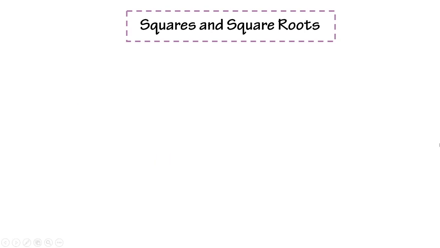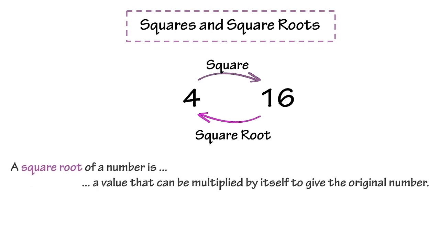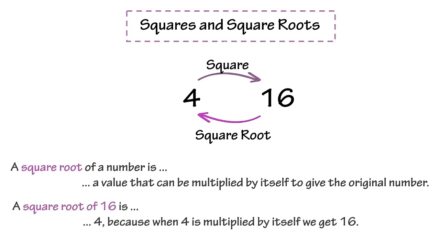A square root goes the other way. 4 squared is 16, so a square root of 16 is 4. A square root of a number is a value that can be multiplied by itself to give the original number. A square root of 16 is 4 because when 4 is multiplied by itself, we get 16.